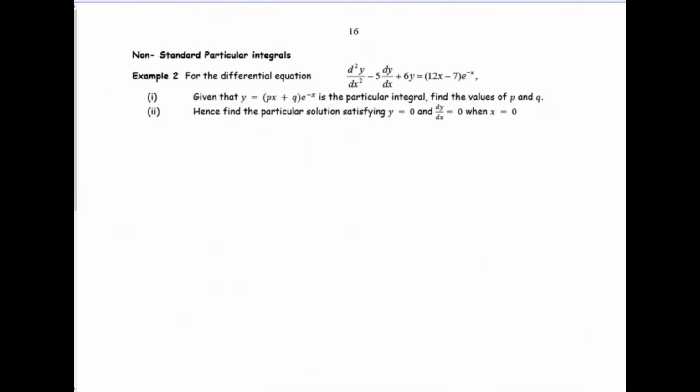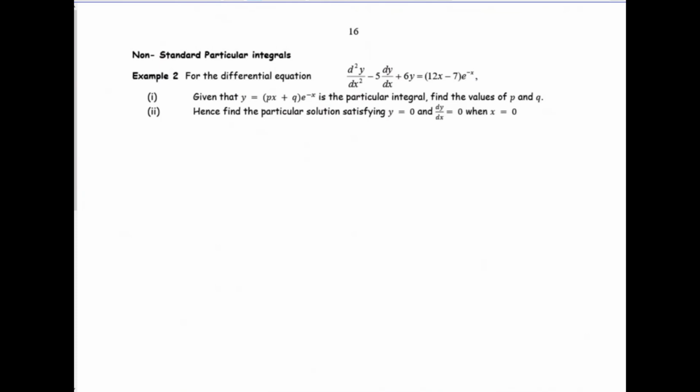Now we're going to look at what happens when we get down to the particular integral step. And there's something that wasn't on that table from the previous lesson, or there's a problem with it. Okay, so this first one is for a non-standard particular integral. Non-standard just means it wasn't on the little table that I gave you last night.